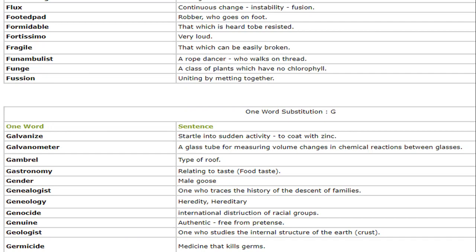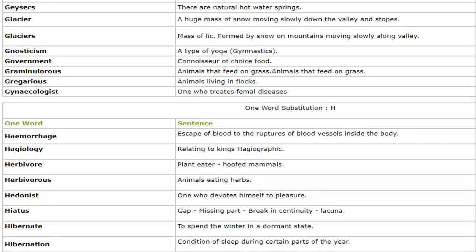Genuine, authentic, free from pretense. Geologist, one who studies the internal structure of the earth. Germicide, medicine that kills germs. Geysers, natural hot water springs. Glacier, a huge mass of snow moving slowly down a valley.